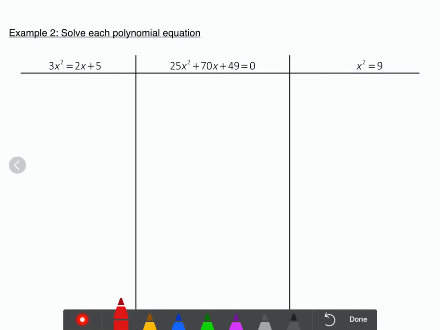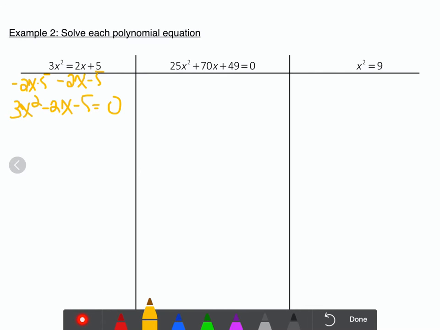Okay, next example. We have 3x squared is equal to 2x minus 5. I like to always keep my leading coefficient positive because that way I don't have to factor out a negative number later on. So I'm going to subtract 2x minus 5 on both sides. So I have 3x squared minus 2x minus 5 is equal to 0. Okay, this is a quadratic trinomial.